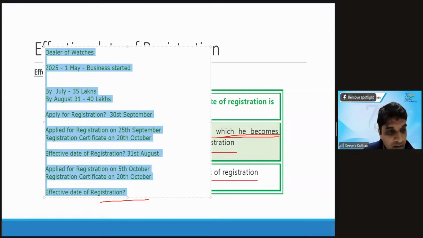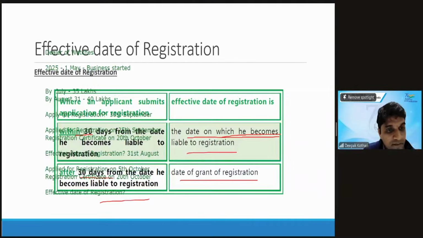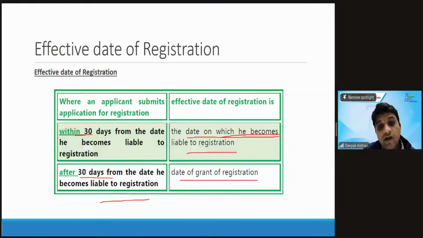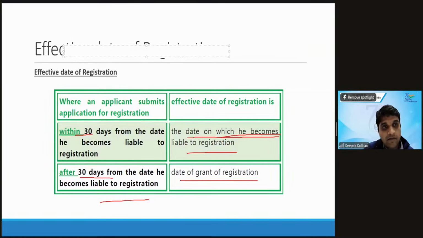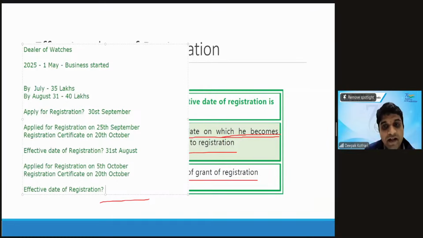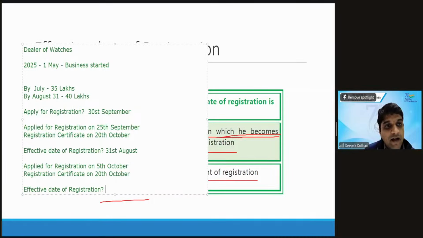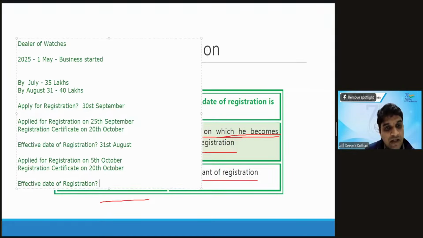So it says, the day on which I became liable to registration. When did I become liable to register? In my case, I became liable on the date when I crossed the threshold limit. So that benefit, I will get it here. Since I've applied on time, I will get the benefit.